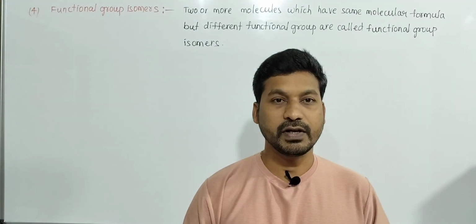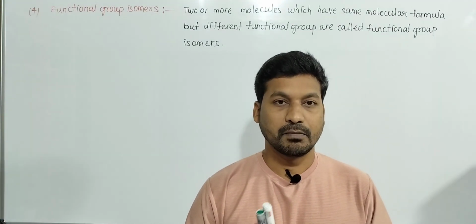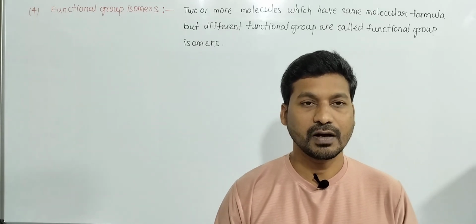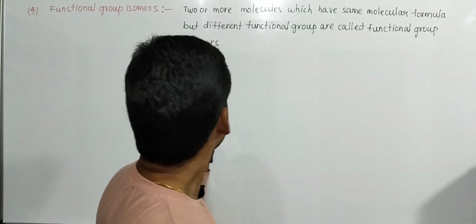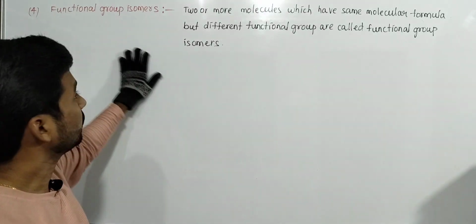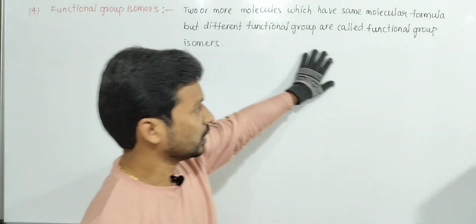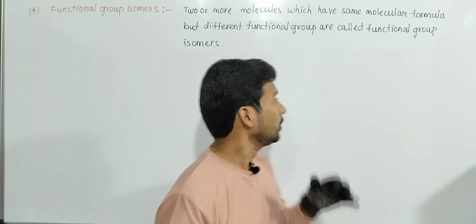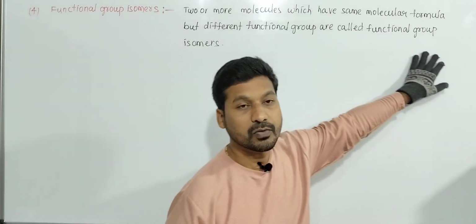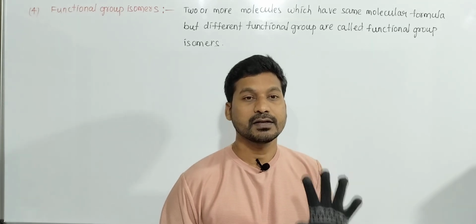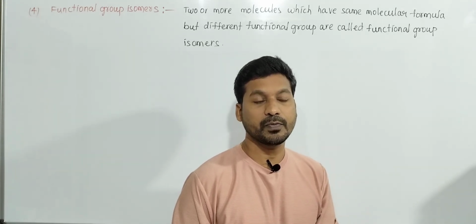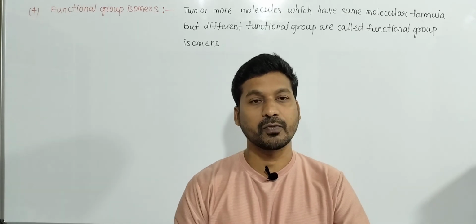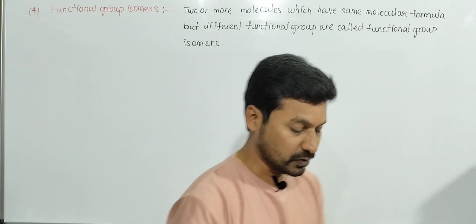Hello everyone, in this video I am going to explain metamerism and functional group isomerism. First, functional group isomers. What are functional group isomers? Two or more molecules which have the same molecular formula, but different functional groups, are said to be functional group isomers. Molecules which have the same molecular formula but different functional groups are called functional group isomers.